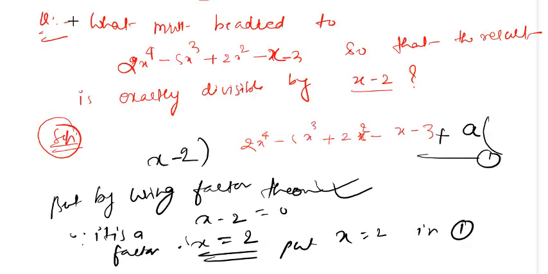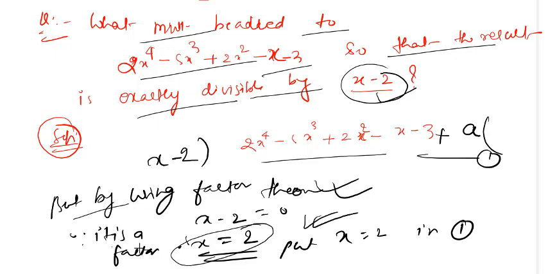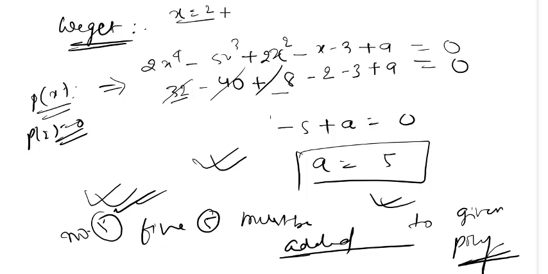Let me explain again. The question asks what must be added to this polynomial so that the result is exactly divisible by x minus 2. Since we know by the factor theorem, if this is divisible by x minus 2, it means x minus 2 is a factor, so x minus 2 equal to 0, and x equal to 2. Putting x equal to 2 in the equation, you get the value a equal to 5. So 5 must be added to the given polynomial so that it will be exactly divisible by x minus 2.